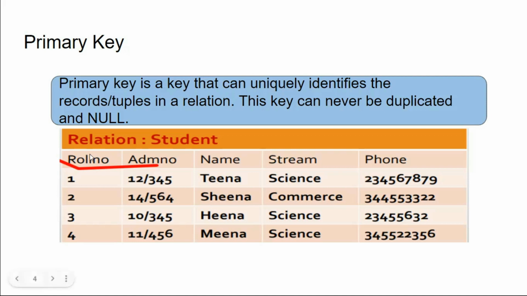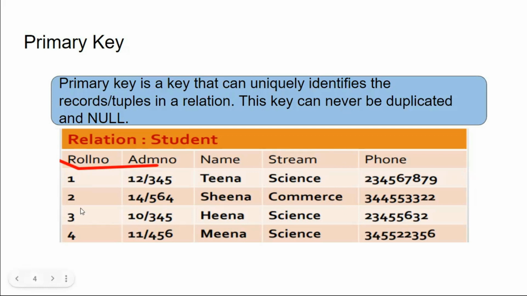Here, we have 5 columns, that is 5 fields: roll number, admission number, name, stream, phone number. Your phone number, stream, and name can be repeated in a table. The same person can have the same number in 2 different places. A name can be the same in a class: Tina, Hina, Meena, maybe one more Meena also, it is possible.